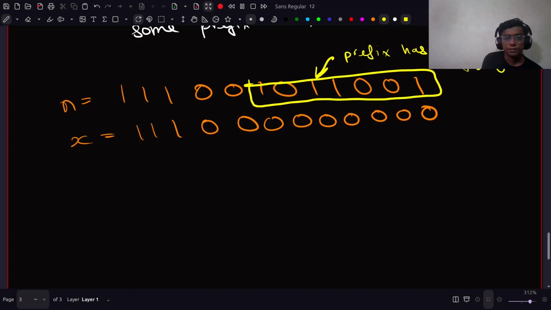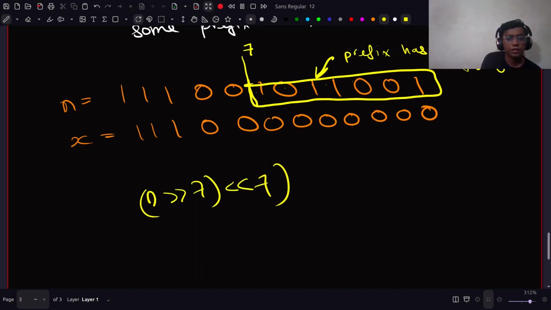What we can say is that this is a shift of 1, 2, 3, 4, 5, 6, 7, right? Shift of 7. So basically, if we take n and right shift it by 7 and then left shift it back by 7, this is equal to x, right?